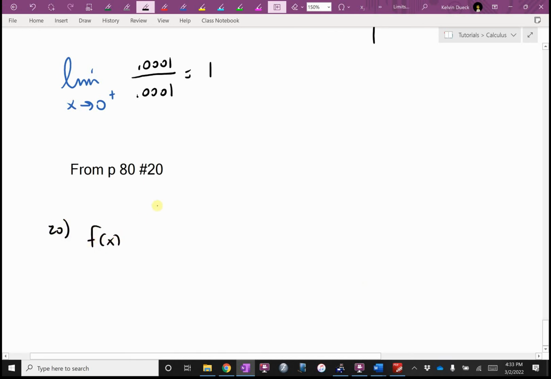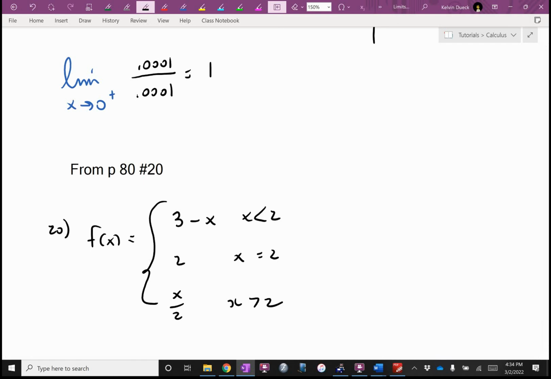We have this. f of x equals 3 minus x when x is less than 2, 2 when x equals 2, and x over 2 when x is greater than 2. So this is a point of discontinuity from a piecewise function.